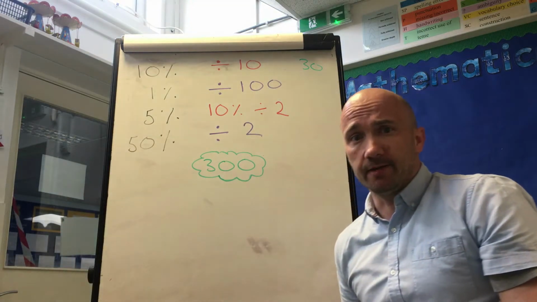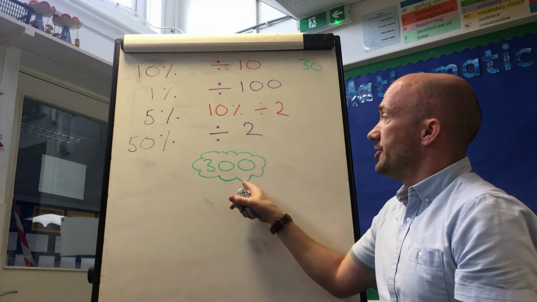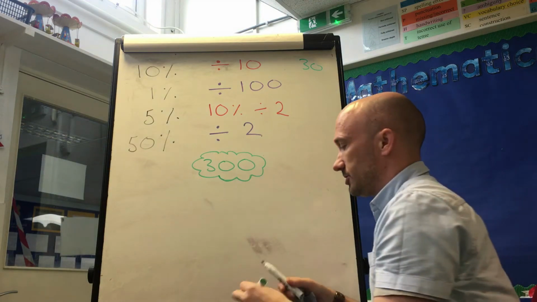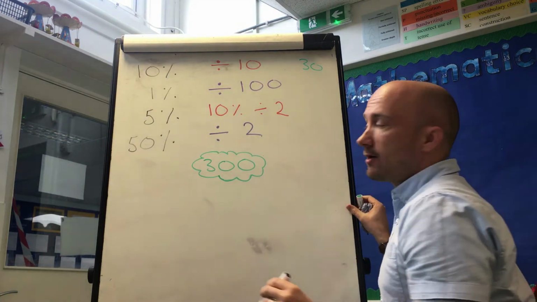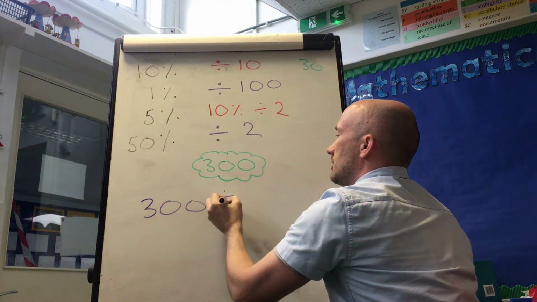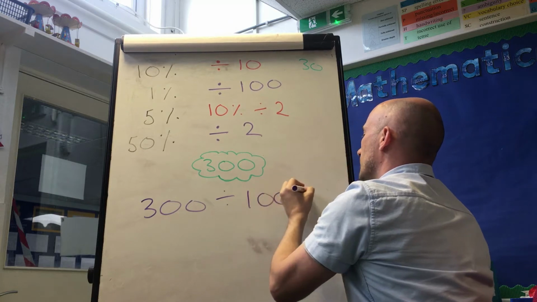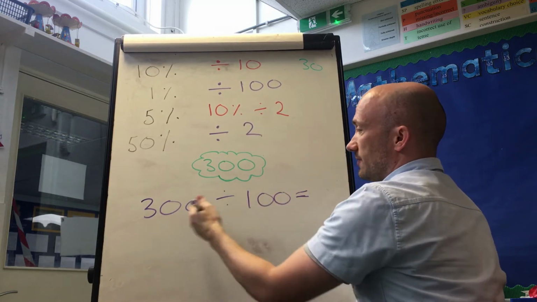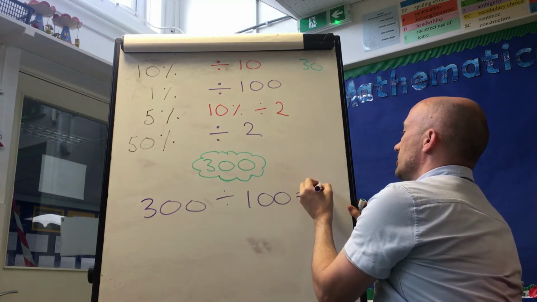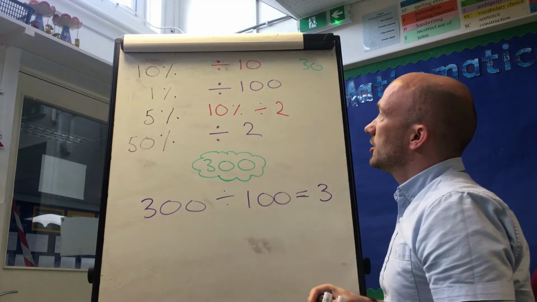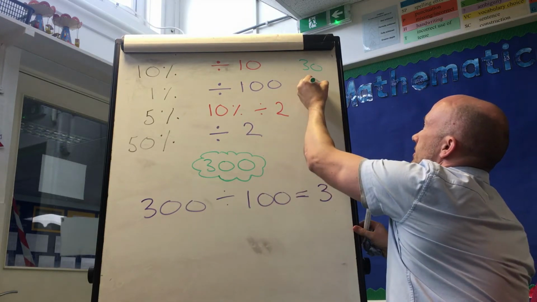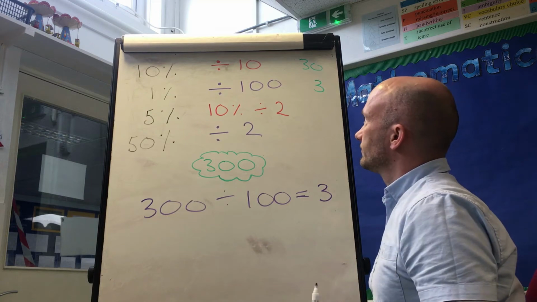To find 1% of any number, I need to divide my number by 100, which makes sense because percentages are out of 100. So my calculation is 300 divided by 100. Again, the number's going to get smaller, but this time by 2 places. So my answer is 3. So 1% of 300 is 3.